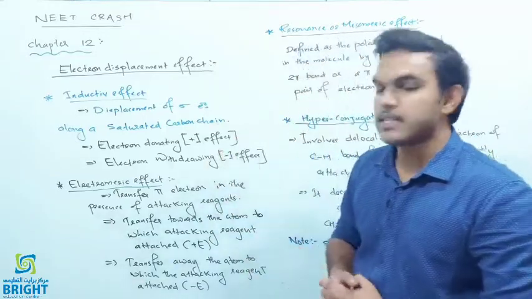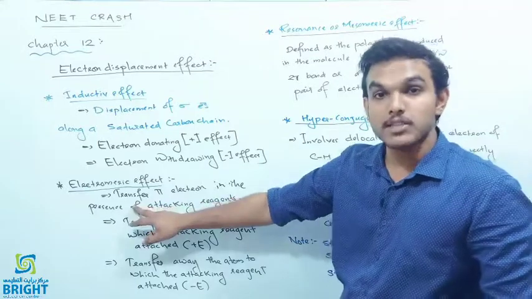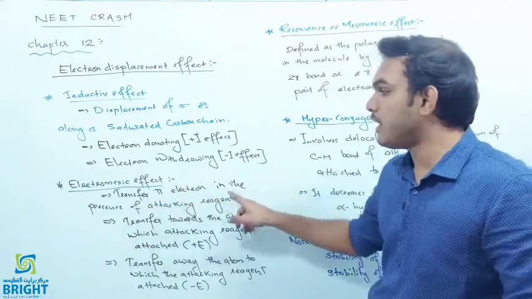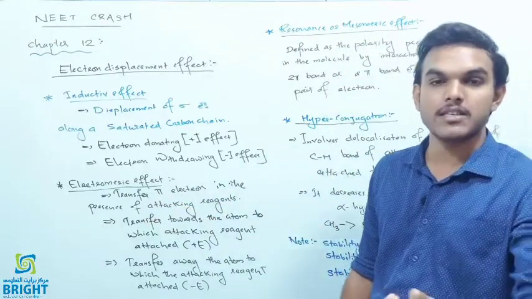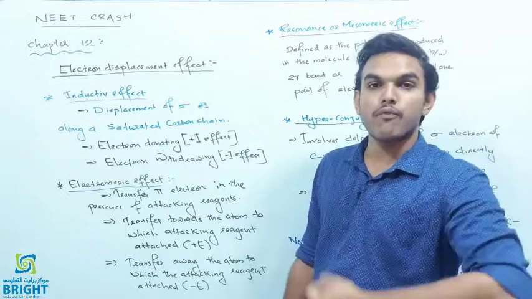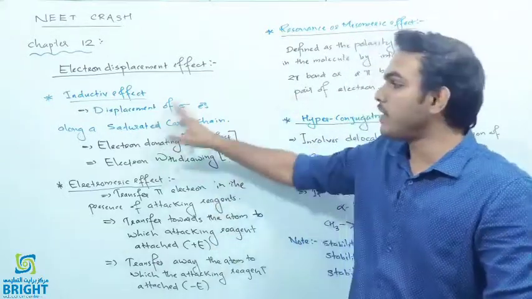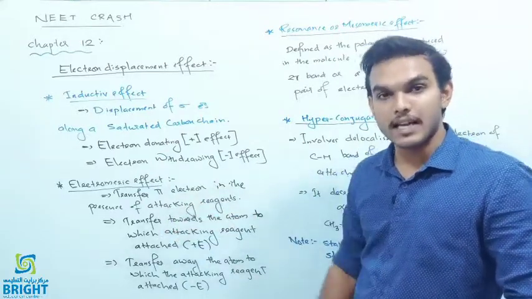Next we are discussing the electromeric effect. The electromeric effect is formed by the transfer of pi electrons in the presence of an attacking reagent. We studied the different types of attacking reagents like electrophiles, nucleophiles, amphiphiles, etc. So it is a transfer of pi electrons in the presence of an attacking reagent.